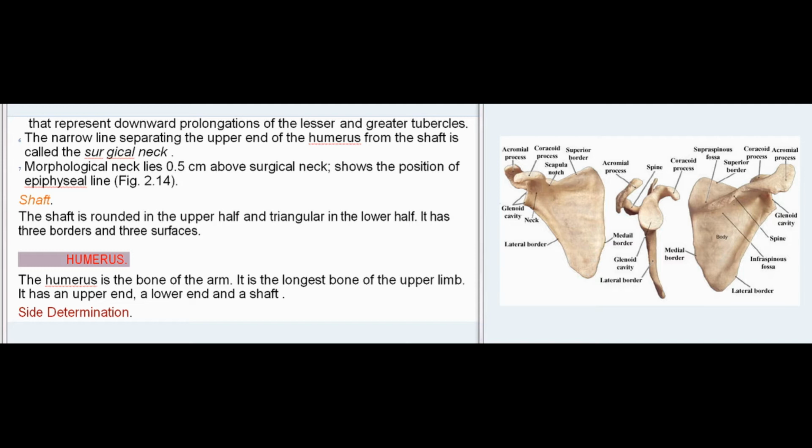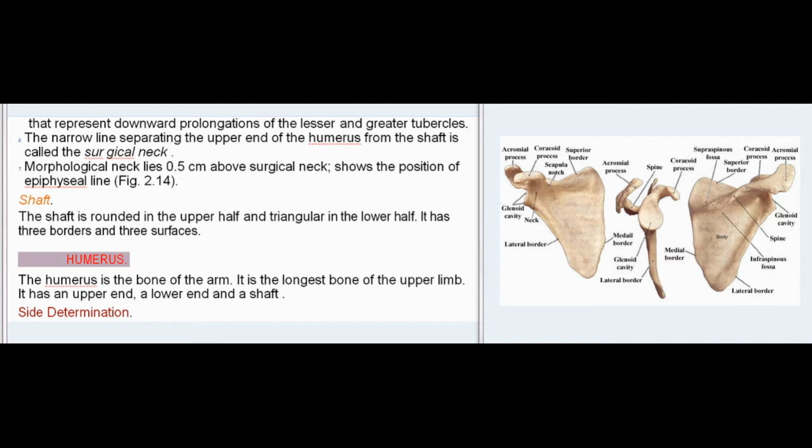6. The narrow line separating the upper end of the humerus from the shaft is called the surgical neck. 7. Morphological neck lies 0.5 cm above the surgical neck, shows the position of the epiphyseal line, Fig 2.14. Shaft. The shaft is rounded in the upper half and triangular in the lower half. It has 3 borders and 3 surfaces.